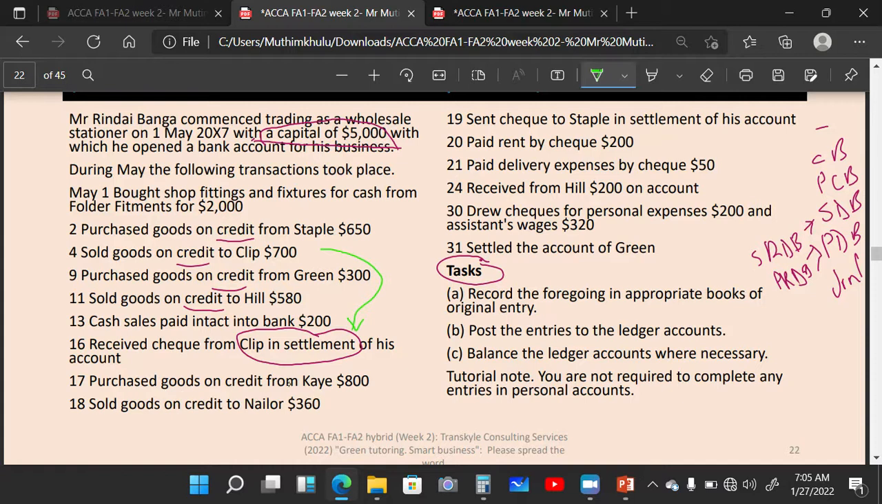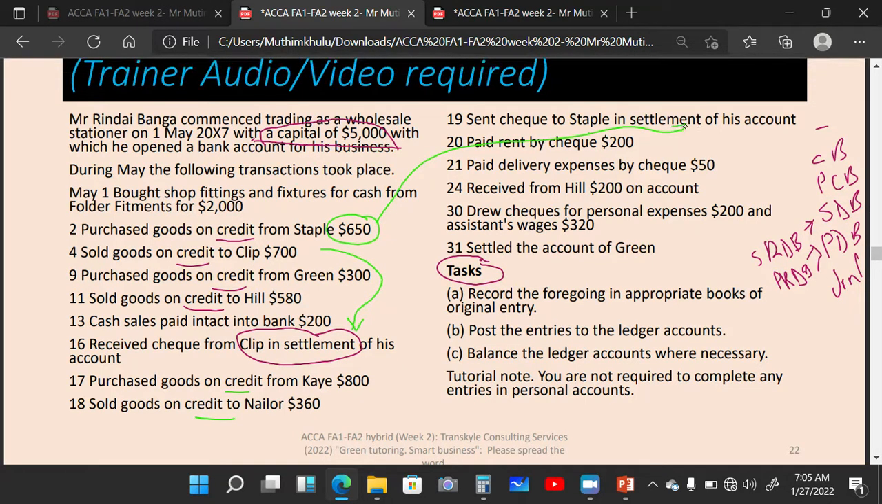Then purchased goods on credit, we ignore, because this is a credit transaction. Sold goods on credit, we ignore again. Send a check to Staple in settlement of his account. Staple is a payable, because we had obtained goods on credit from him. So what is required is to know where we talked of Staple. Yes, Staple here. All right, so we are now settling the account.